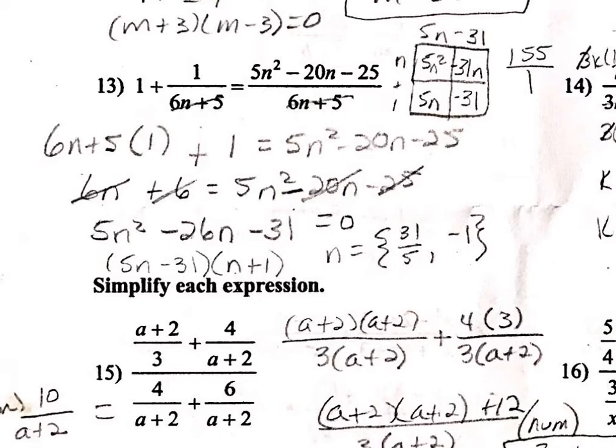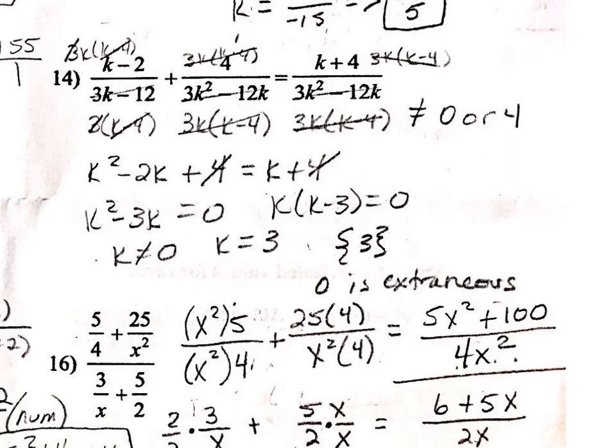Now, it says look for extraneous solutions. So to get the extraneous solutions, you want to see what value for n will make the denominator equal to 0. Do I have any values that make the denominator equal to 0? Well, if I set this equal to 0, I'm going to get negative 5 over 6. If one of my answer choices was negative 5 over 6, that would have been an extraneous solution. But I didn't, so both of these solutions are good, and we're finished with this problem.